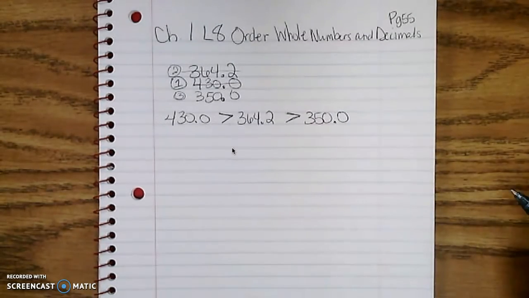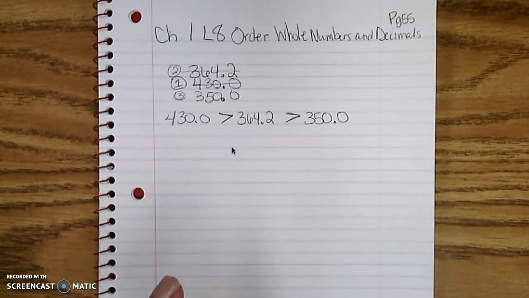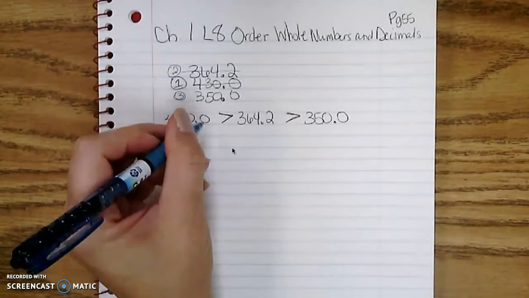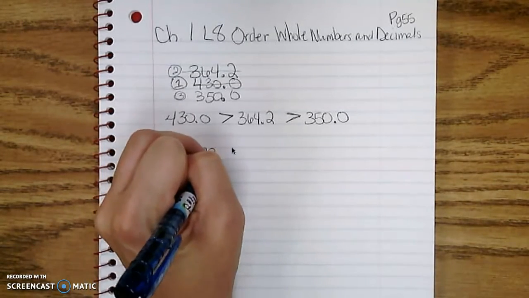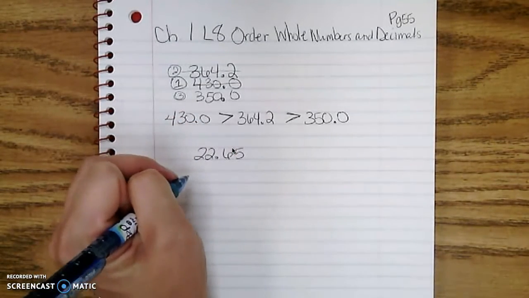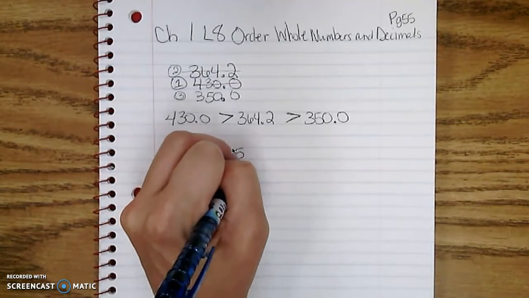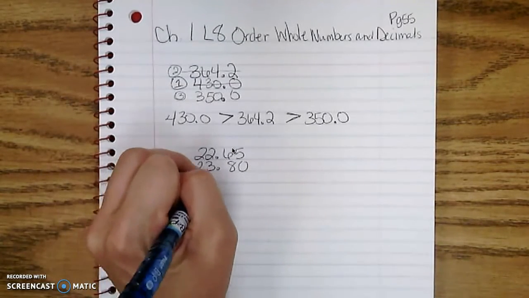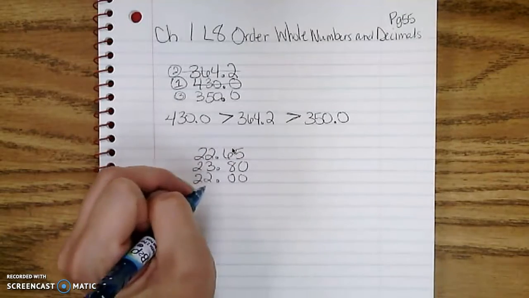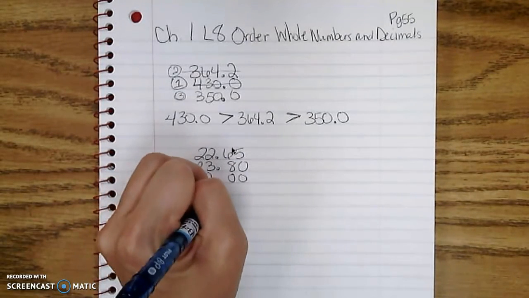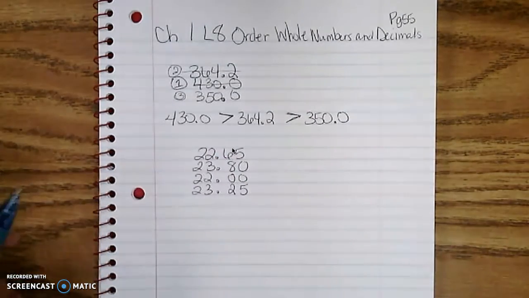On page 56, we're going to do another set of numbers. These are heights of trees in a state forest on page 56. And they give us 4 numbers. They give us 22 and 65 hundredths. And I'm going to stack these again. 23 and 80 hundredths. 22 and 23 and 25 hundredths.